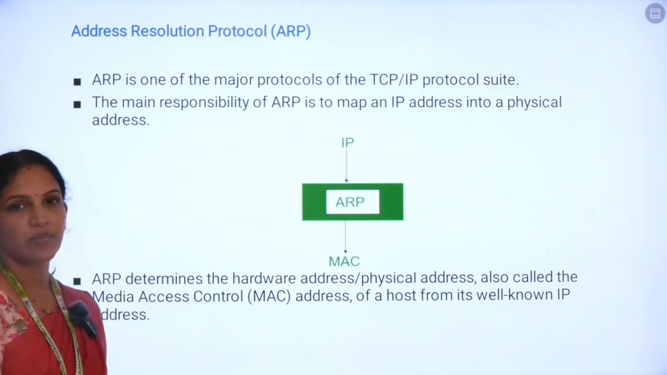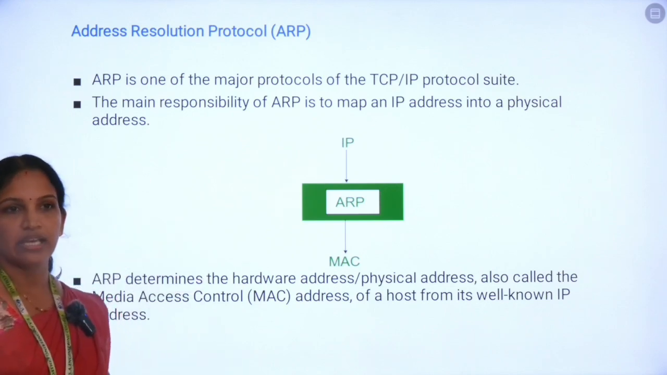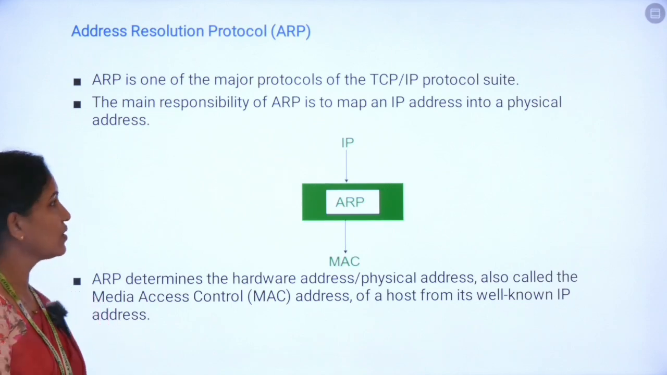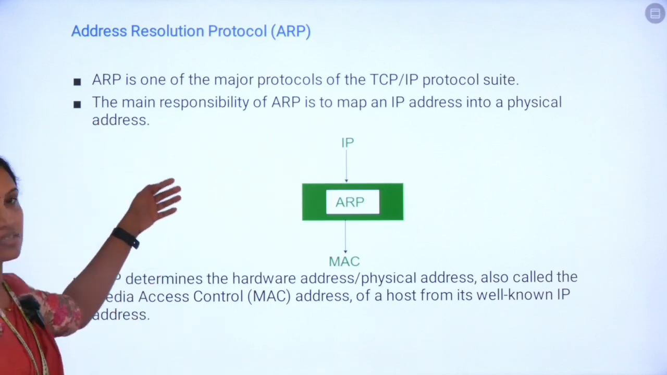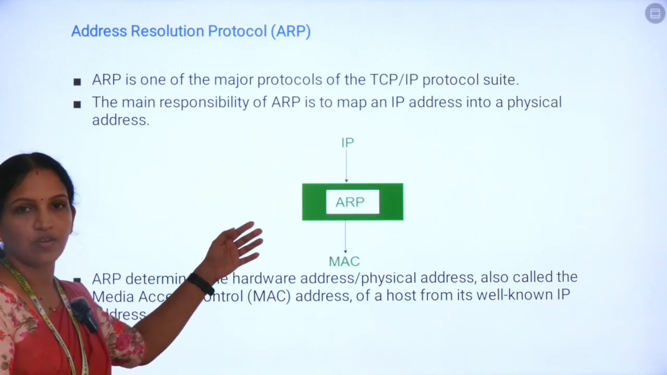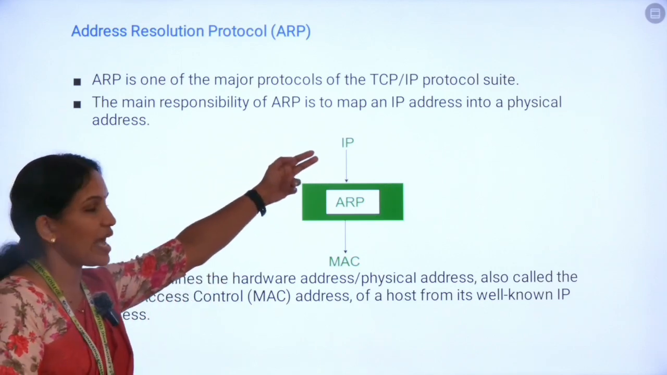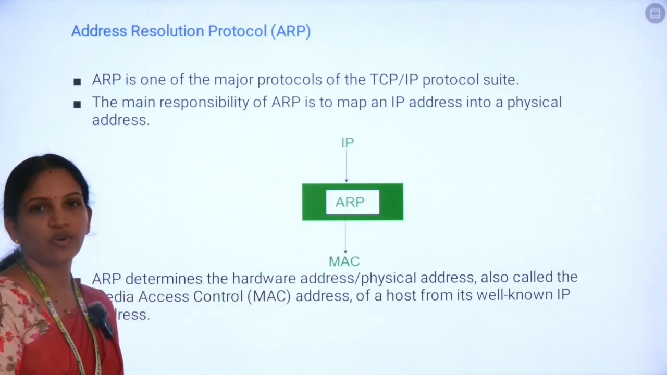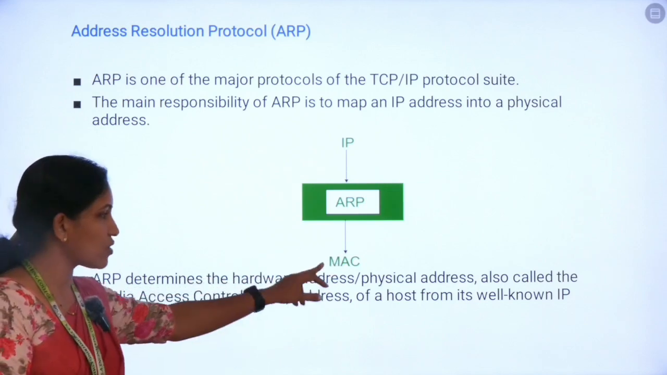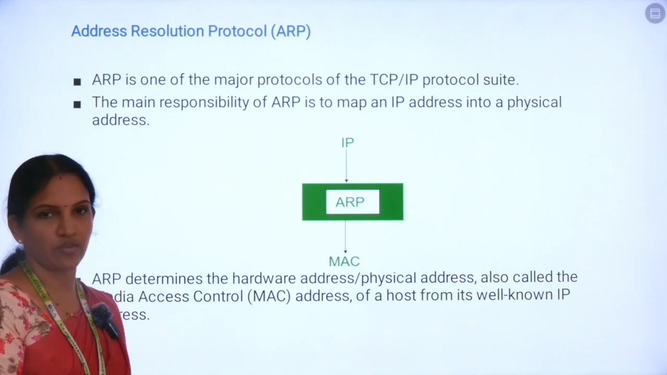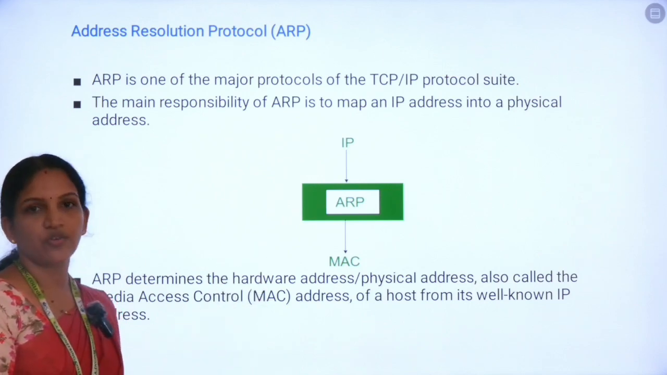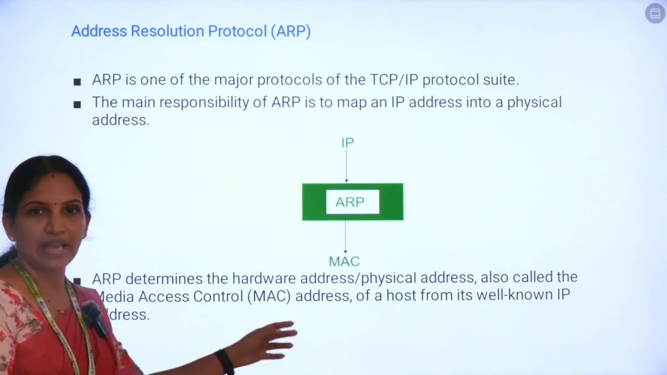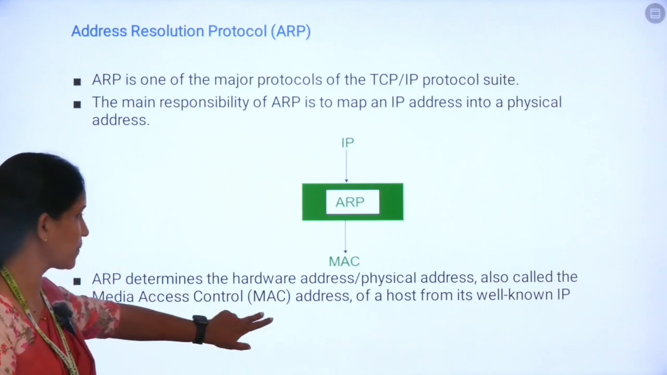First one is ARP, or Address Resolution Protocol. It is one of the important protocols in the TCP/IP protocol stack. As the name implies, the main responsibility of ARP is to map an IP address to the corresponding MAC address. MAC stands for Medium Access Control. It is also known as the physical address or hardware address. So the main responsibility of ARP is to map the IP address into the corresponding MAC address or physical address.